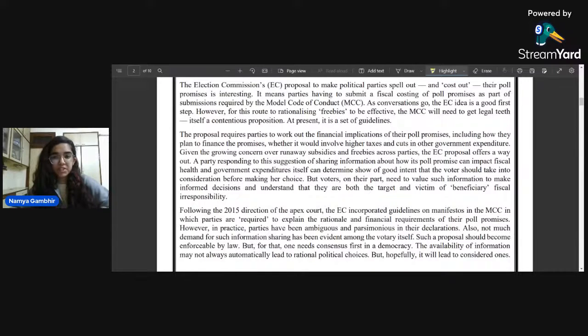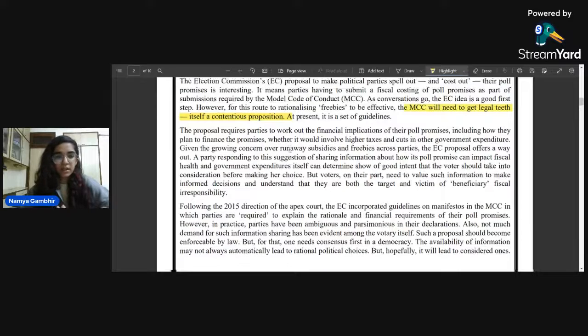It's more descriptive and factual as of now, but we can see that the ECI's proposal is a good first step as conversations go. The author does say that the MCC will need to get legal teeth, but it is a contentious proposition. That is it. Okay, now the second.